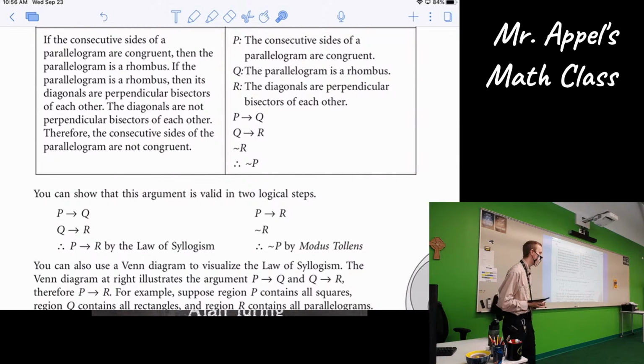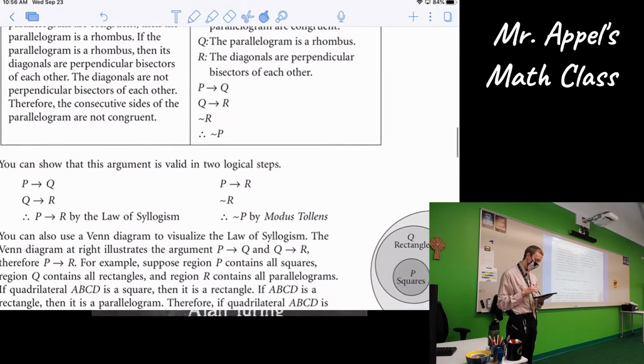You could also do this as two sets of modus tollens. We could say not R gives us not Q by modus tollens. The diagonals are not perpendicular, so it can't be a rhombus. And if it's not a rhombus, then the consecutive sides can't be congruent, right? Either way still leads you to the same answer. You can justify it two different ways. Both will work.